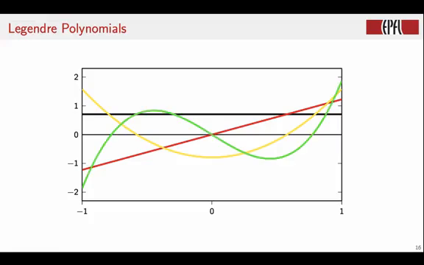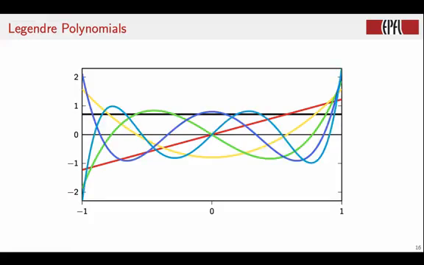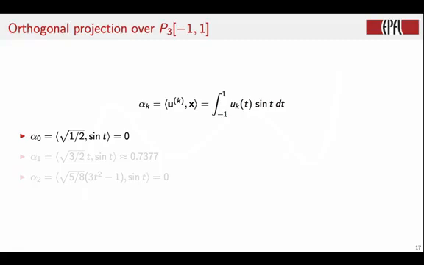But if you're interested, this is the third degree Legendre polynomial, the fourth degree, and the fifth degree, and so on and so forth. So back to our approximation problem, we're trying to approximate sine of t over the subspace P3 of minus 1, 1. We know that the best approximation is going to be given by the orthogonal projection of sine of t over the set of Legendre polynomials up to degree 2. So we compute these expansion coefficients as the inner product between the Legendre polynomials and the function that we want to approximate. So let's begin.